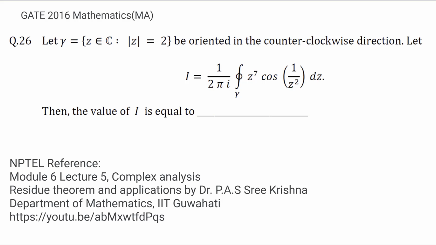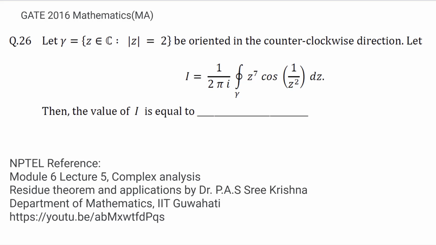The problem is from the GATE 2016 mathematics paper, question number 26. Let gamma be the circle {z in C : |z| = 2}. That is, gamma is the path on the circle |z| = 2, oriented in the counterclockwise direction.